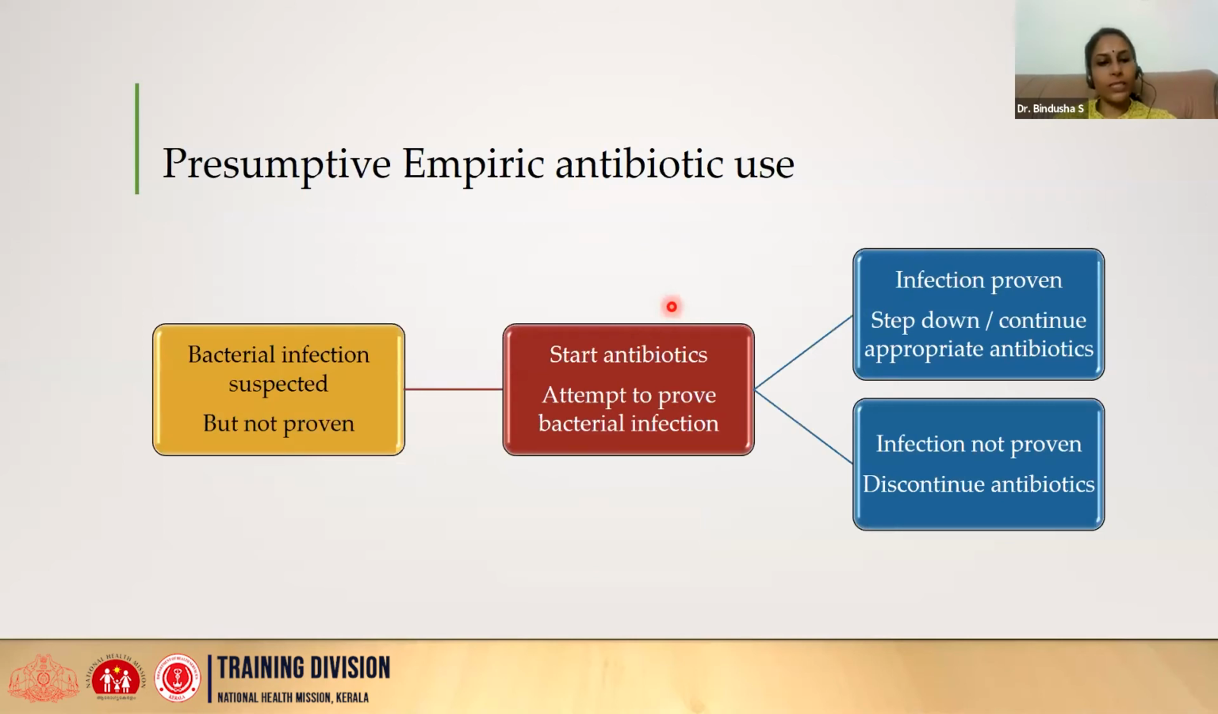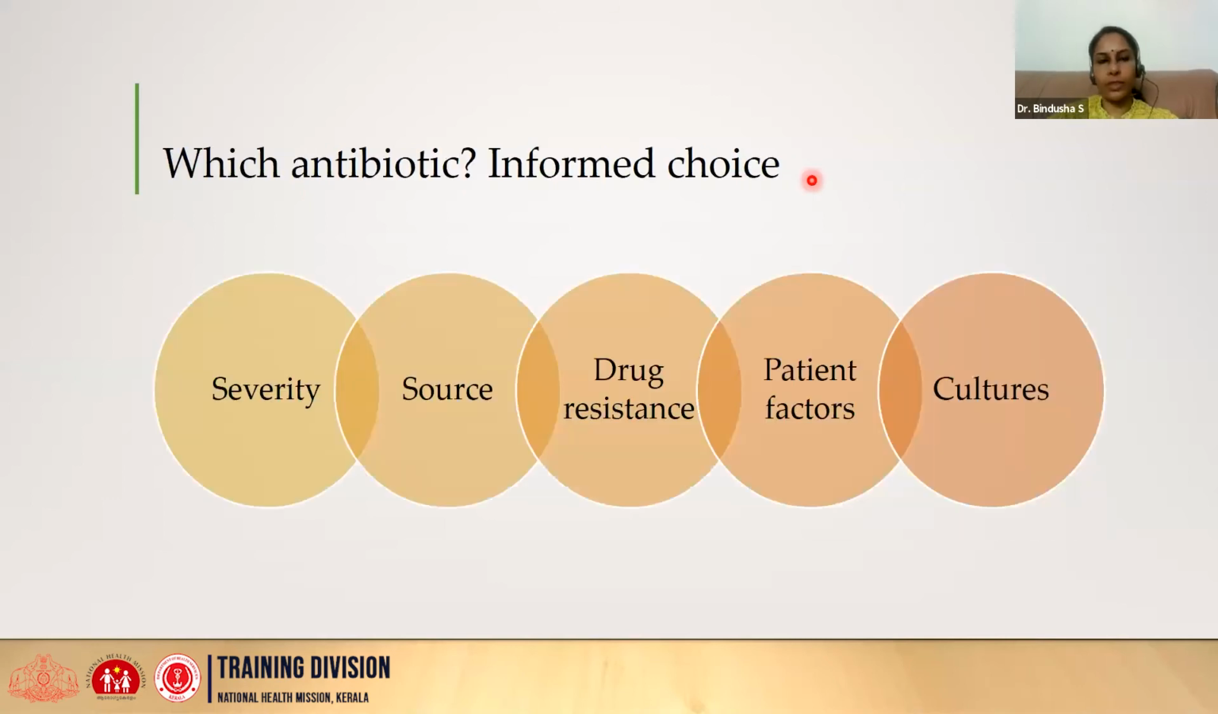And once the bacterial infection is suspected, you will start antibiotic after sending bacterial culture and sensitivity samples. So if the infection is proven, then we will step down the antibiotic or continue the appropriate antibiotic if it was an appropriate antibiotic. And if the infection is not proven, we need to actually discontinue the antibiotics also. Because in these conditions, we were starting antibiotics even though we were not very sure that this is a bacterial infection. Just because the child was very sick and also because the child may progress, we were starting antibiotics. So depending upon the results of our investigation, we may have to discontinue antibiotics or we may have to continue antibiotics.